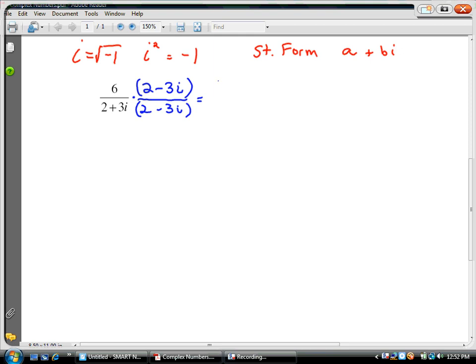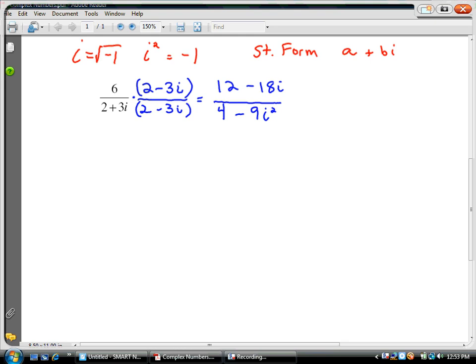On the top, what we're going to get is 12 minus 18i. Now on the bottom, again, I picked this for a very specific reason. You guys should recognize this special patterns rule of a plus b, a minus b. The rule basically says square the first term, square the second term, and put a minus sign in between. So if we square the first term of 2, we get 4. And if we square the second term, we get 9i squared. And we put a minus sign in between.